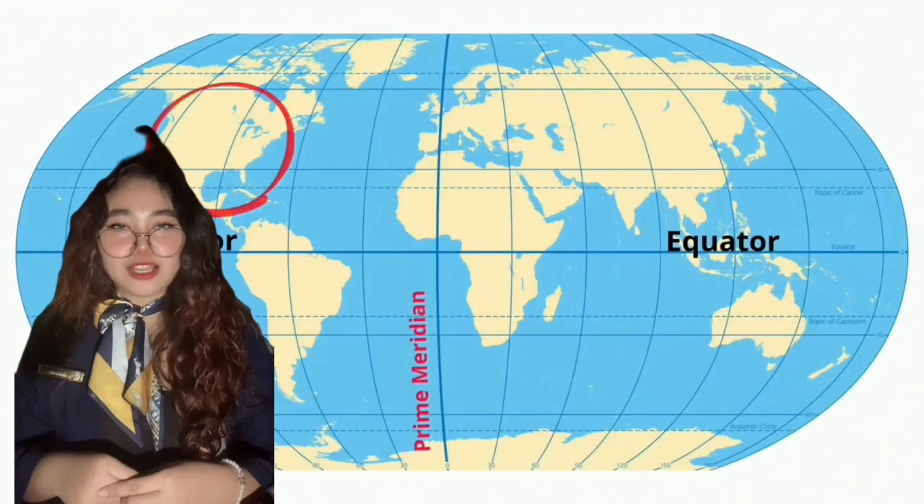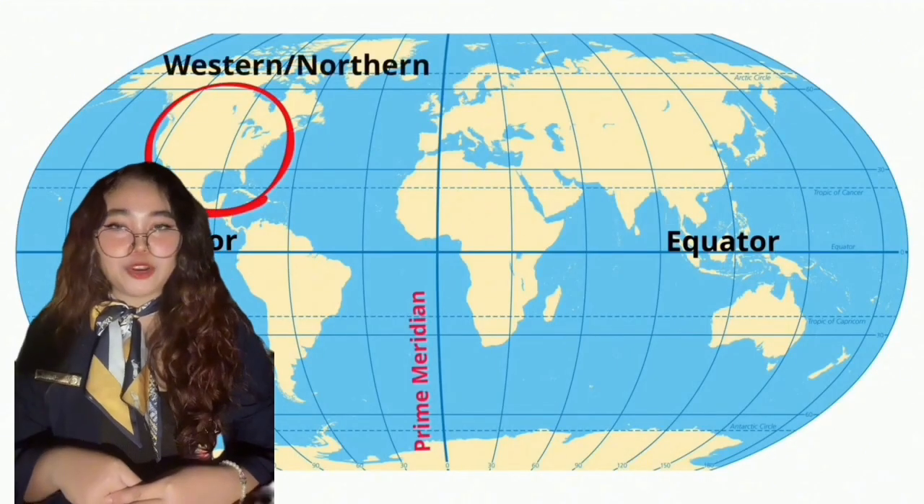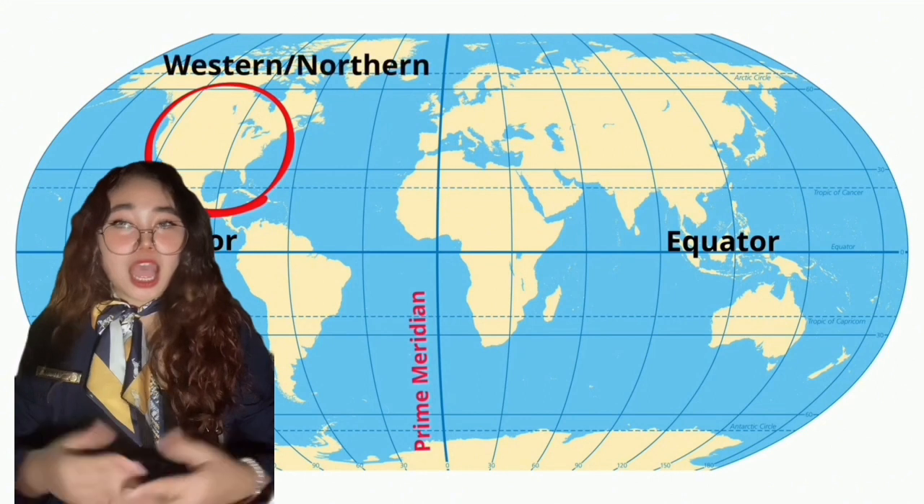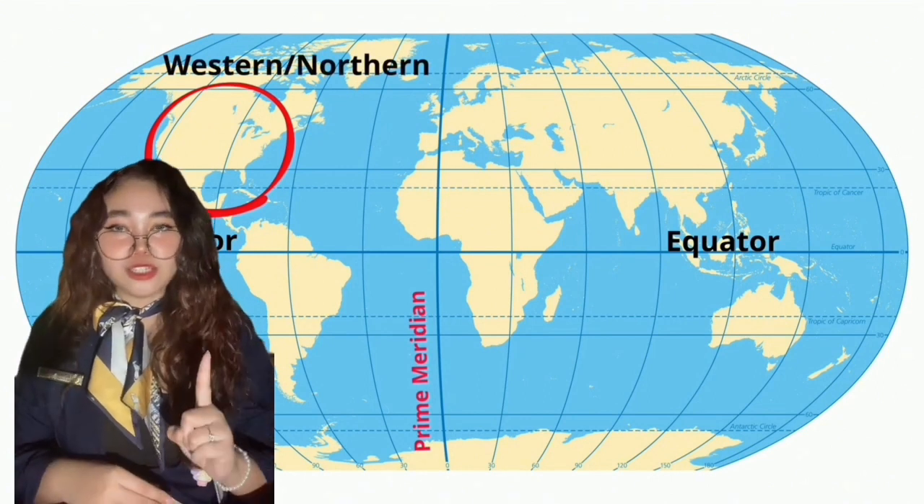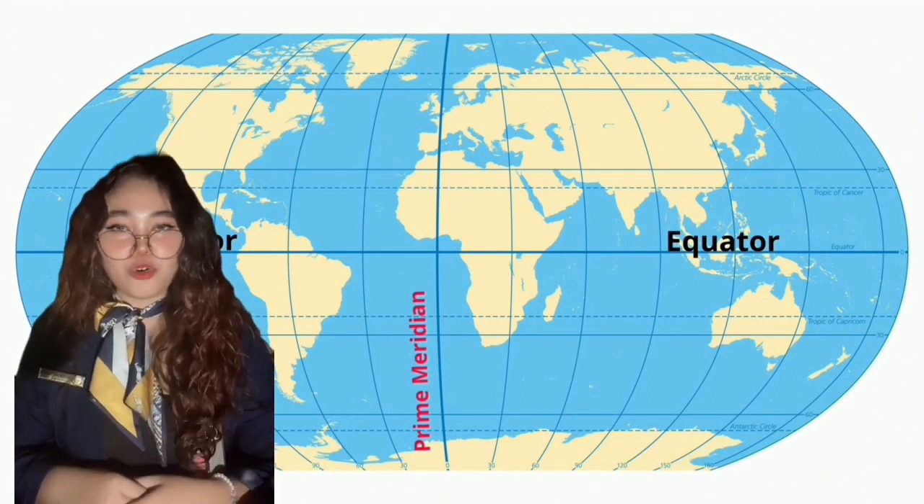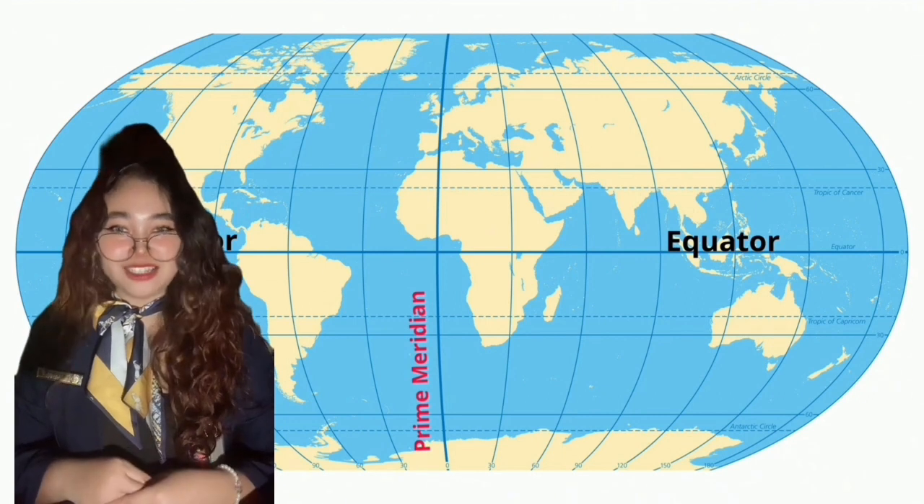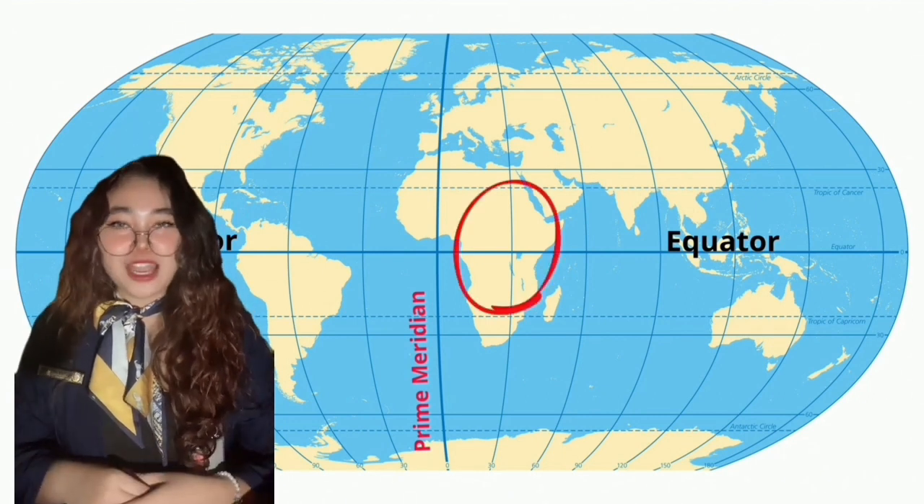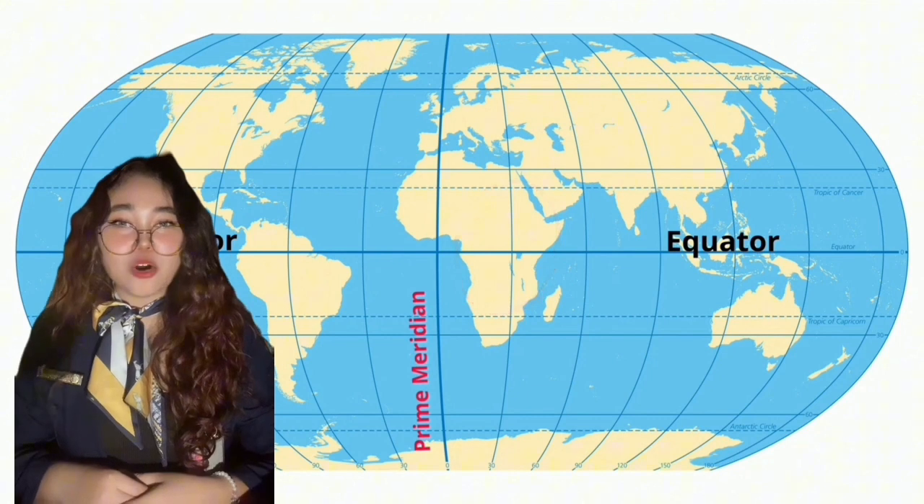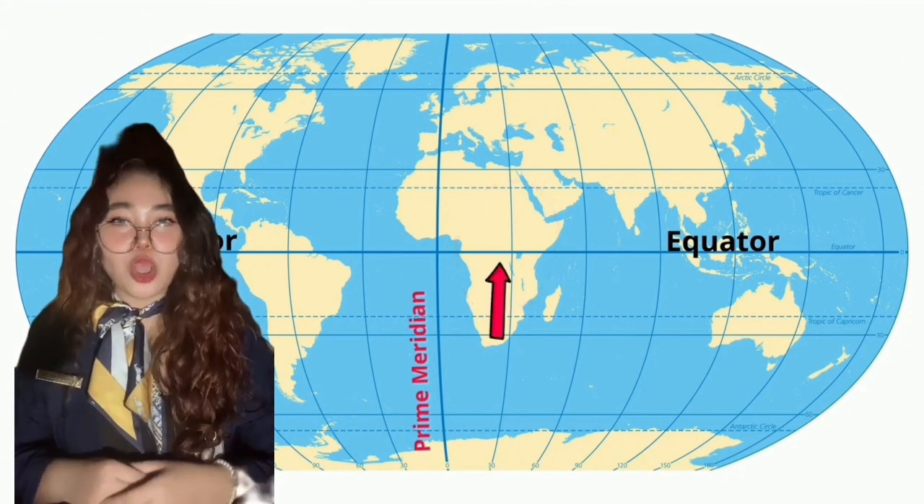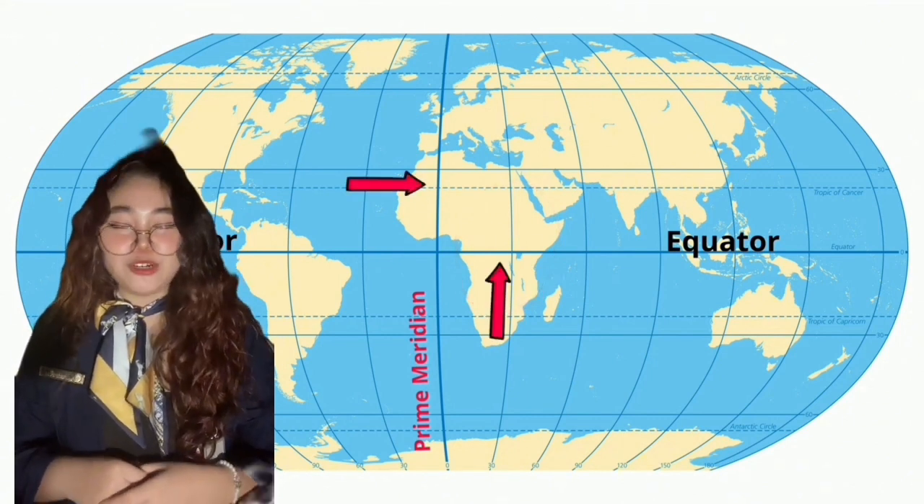North America lies in the Western Hemisphere and Northern Hemisphere. However, there is one continent in the world that lies in all 4 hemispheres. Guess what it is? It's Africa. As a result, Africa is the only continent that has land both at the equator and the prime meridian.